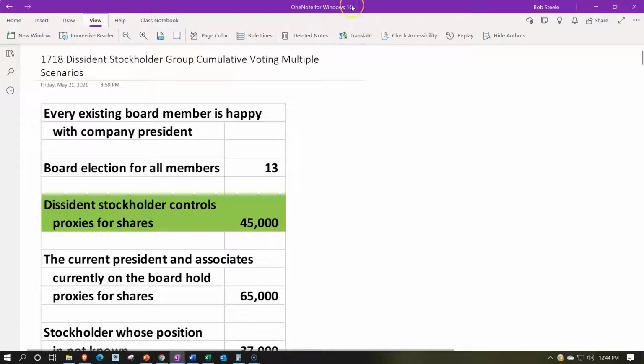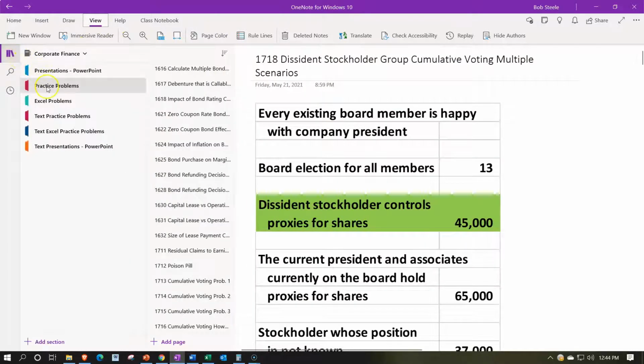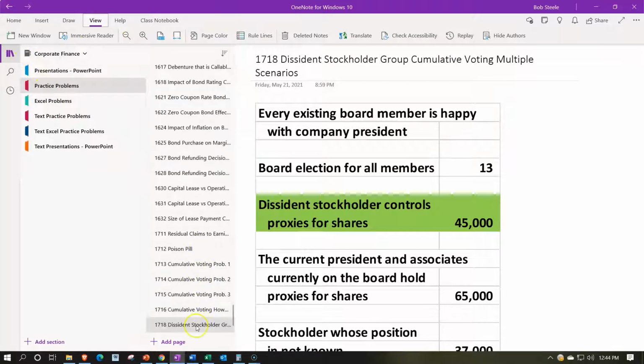Here we are in OneNote. If you have access to OneNote and would like to follow along, you're not required to, but if you would like to, we're in the icon on the left-hand side, Practice Problems tab, then down in the 1718 Dissident Stockholder Group Cumulative Voting Multiple Scenarios tab. Also note, when using OneNote, look at the Immersive Reader tool.